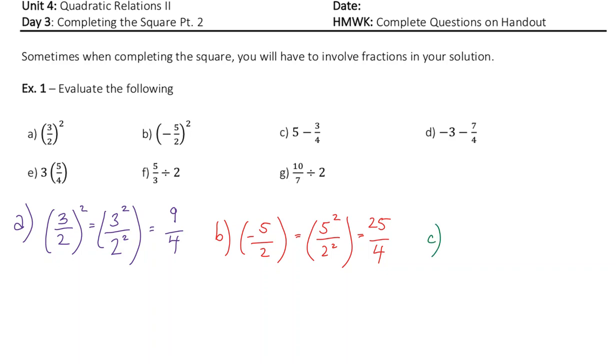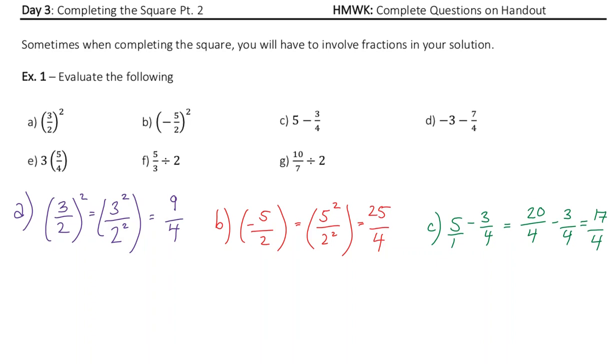Okay, C, 5 subtract 3 over 4, or 3/4. Well, when you're adding or subtracting fractions, remembering that you have to essentially find a common denominator. If you have a whole number, I would just use the denominator that's already involved in your problem, which is 4. The only thing is we have to make this have a denominator of 4. Well, if we multiply 1 times 4 to get 4, 5 times 4 is 20. Therefore, our problem becomes 20 over 4, subtract 3 over 4, which is 17 over 4.